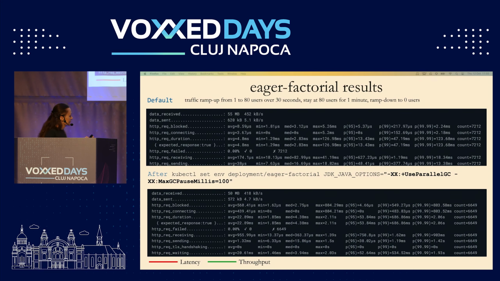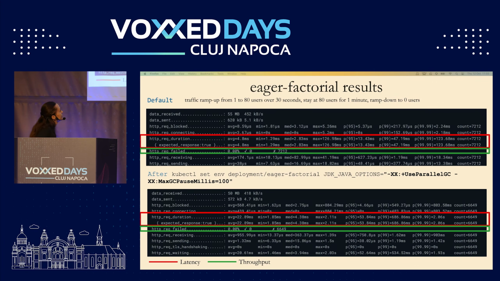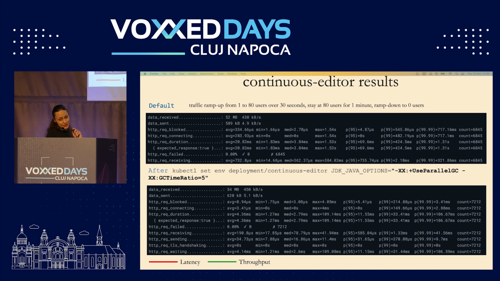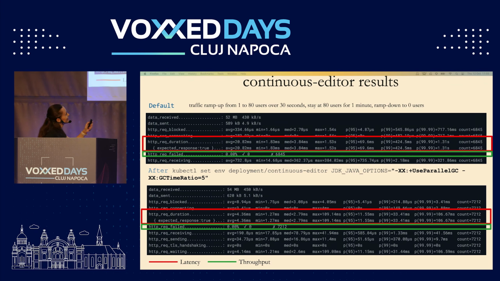So after running the improvements, let's see what happened. First of all, in case of the eager factorial results, I got a decrease in throughput and latency increased. And some of you will be like, oh my God, that's not good. But we're going to look at memory and CPU afterwards. In case of the continuous editor, on the other hand, which is file I/O bound, we get a significant improvement in both latency and throughput.